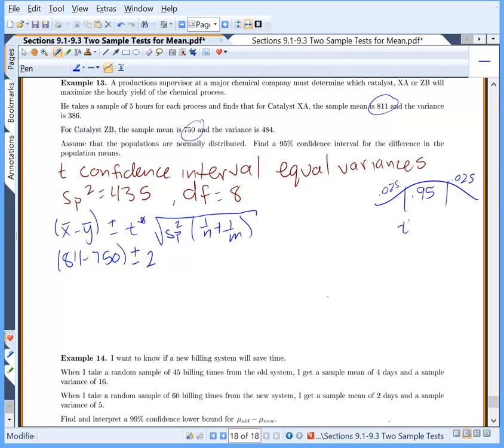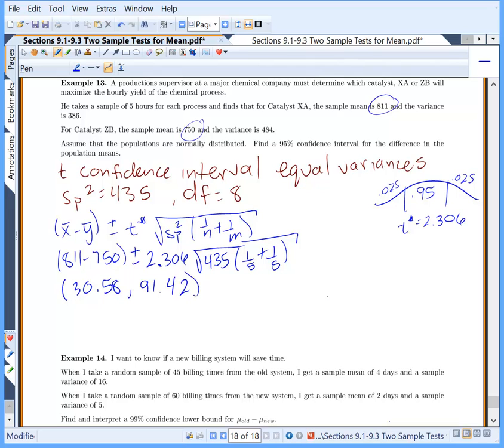So T star equals 2.306. It's the square root of 435 times 1 over the first sample size of 5 plus 1 over the second sample size of 5, which gives me 30.58 to 91.42.